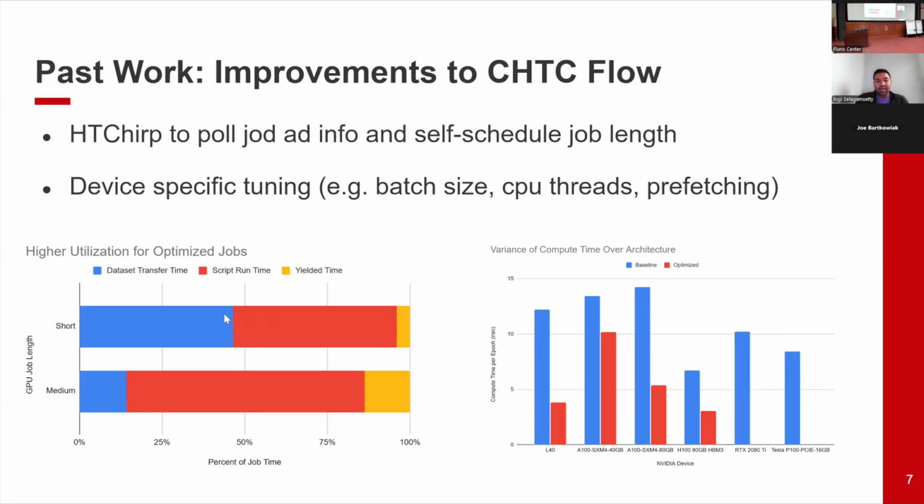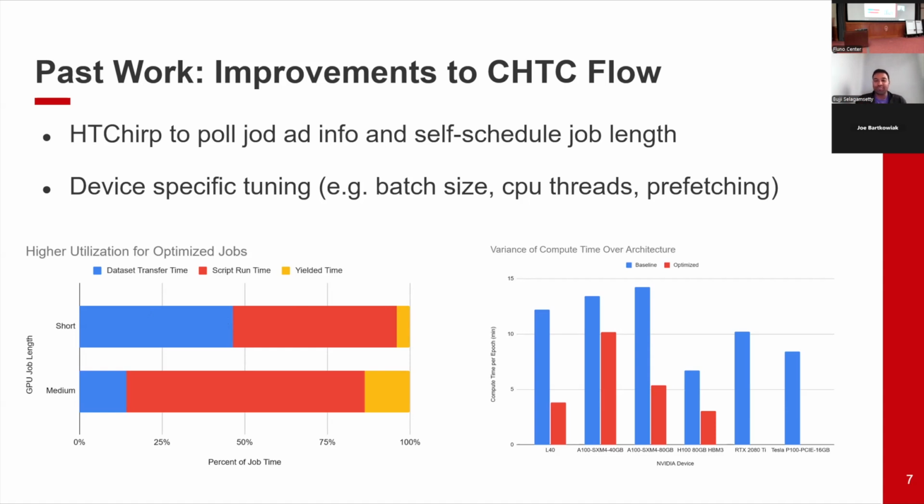As you can see, the dataset transfer time is still pretty high. We've done some other things to deal with that problem, but the more important result is that this yellow portion, the amount of yielded time, has gone down significantly, which means we're able to use most of the GPU hours in our GPU slot as we can, which is great.